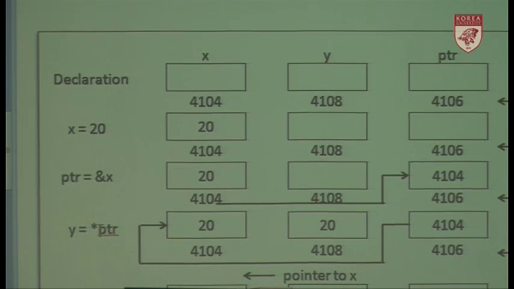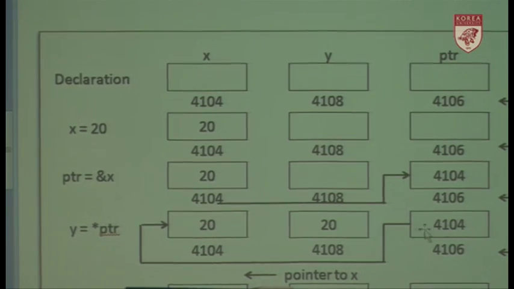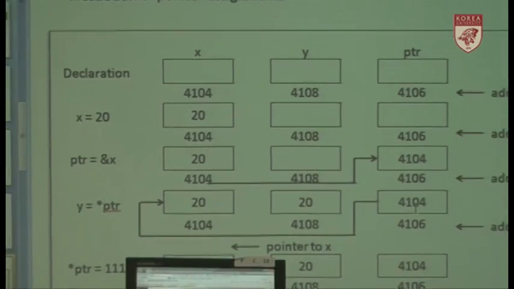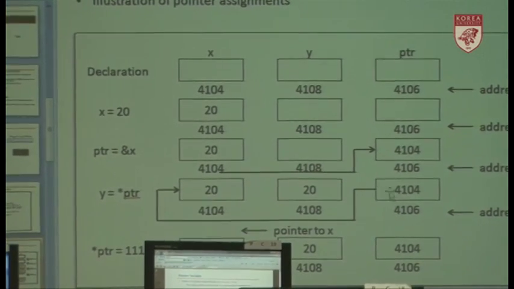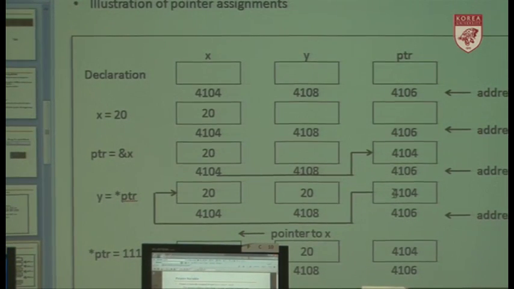y is equal to star ptr, then it actually looks at the ptr first. Then by star, it finds out what's the actual value stored at the address 4104. That is 20, so y's value becomes 20. And when you say star ptr equal 111, it's the same. This is the star ptr, then it goes to the location it represents, and that value becomes 111. So it's actually what happened in the previous example.